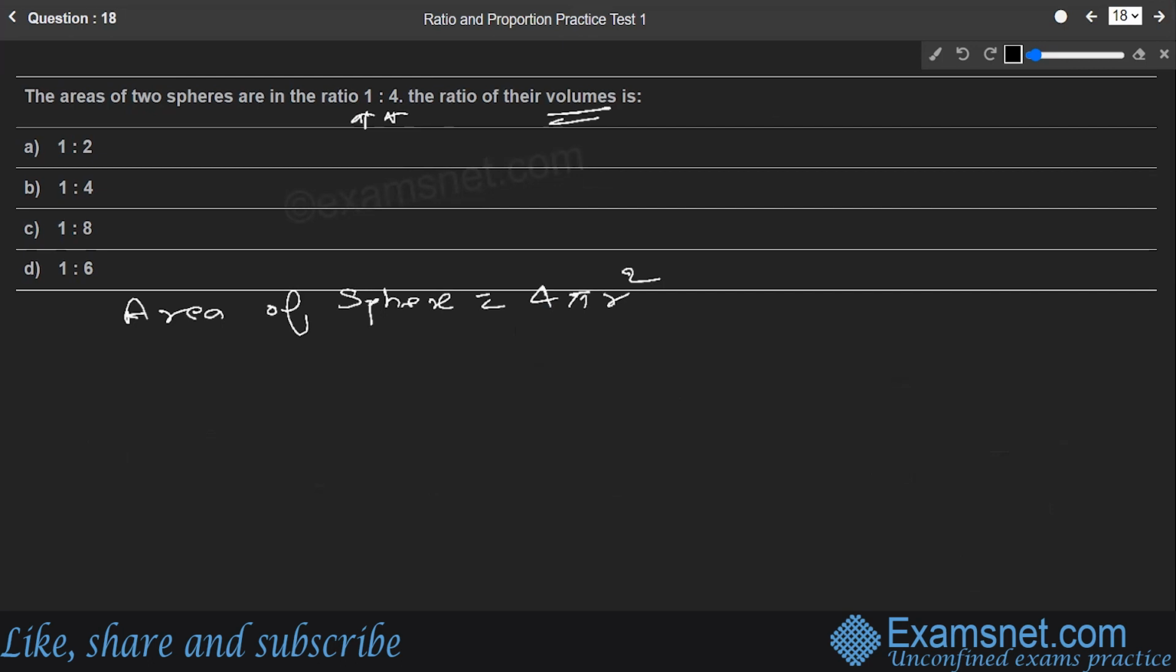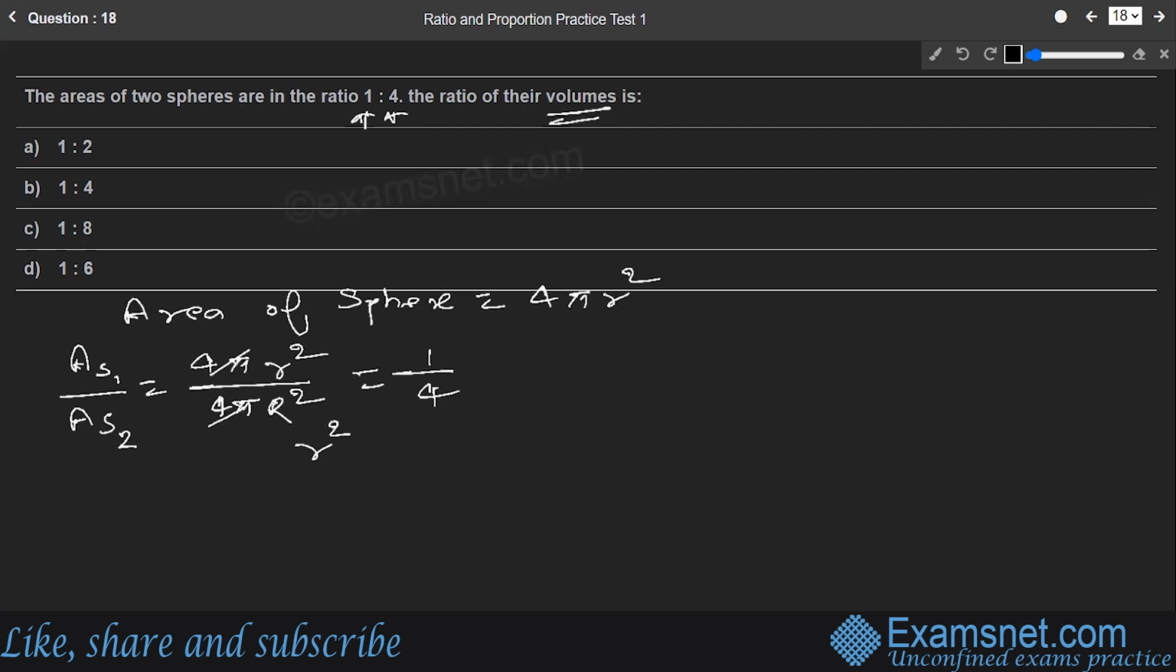So let's say the area of the first sphere is S1 and the area of the second sphere is S2. Let's say the radius of the first sphere is small r and the radius of the second sphere is capital R. So the area formula remains the same, 4 pi r square. The ratio of the two spheres' areas is 4 pi small r square divided by 4 pi capital R square. They say this ratio is equal to 1/4. So we can cut down the 4 pi from both sides. What I'm left with is small r square over capital R square is 1/4.